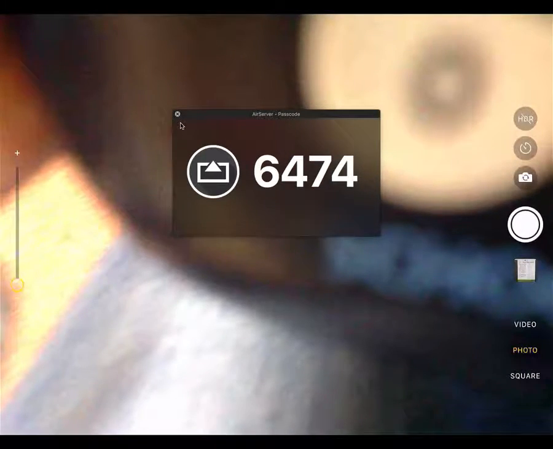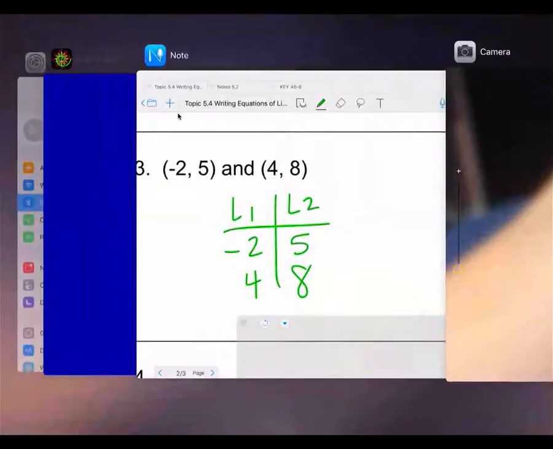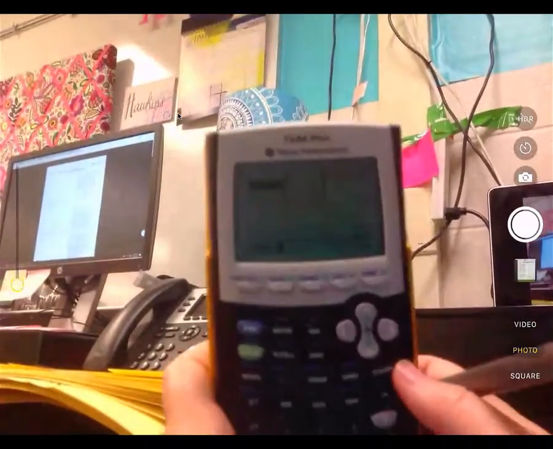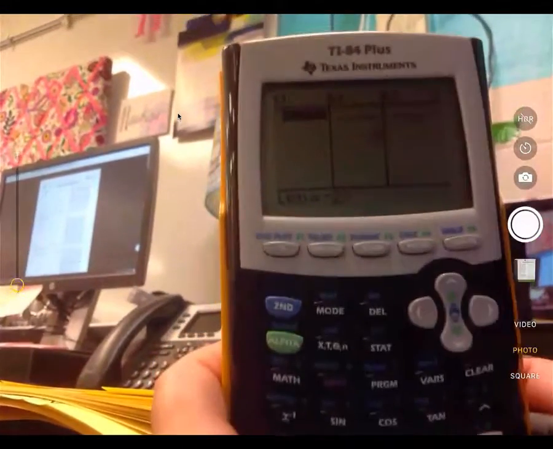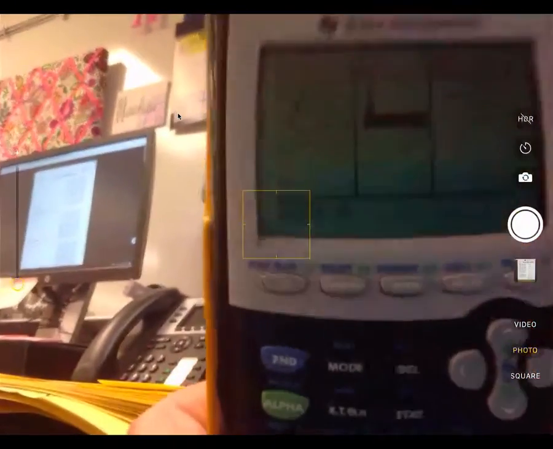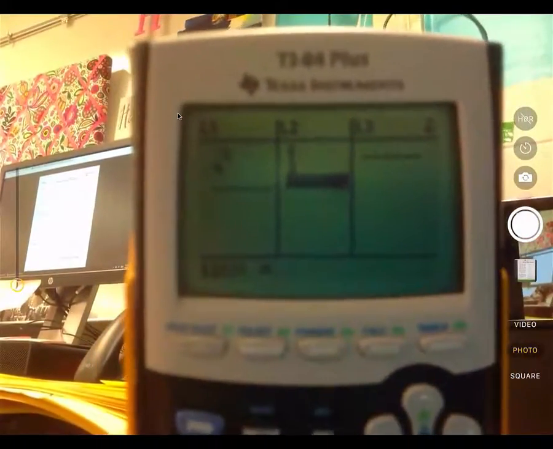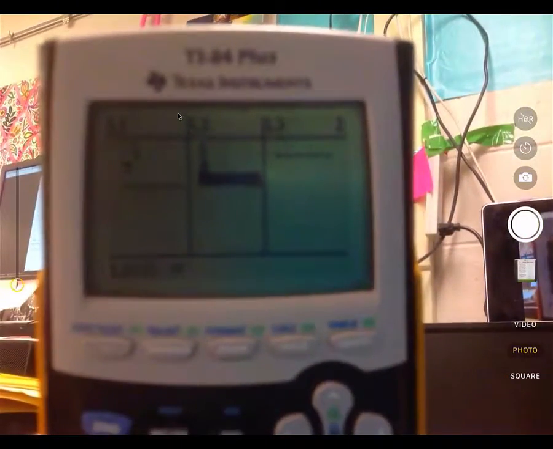Apologies. Okay. So now that this is all good to go, everything is empty, so I'm going to go ahead and fill it in. So I have -2, 4, 5, and 8. And remember that you press enter between all of those inputs. So I can see that the table in my calculator directly matches what is on my paper.